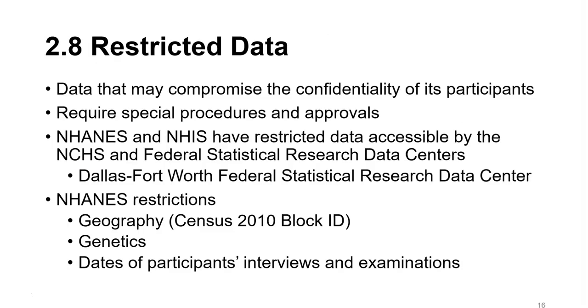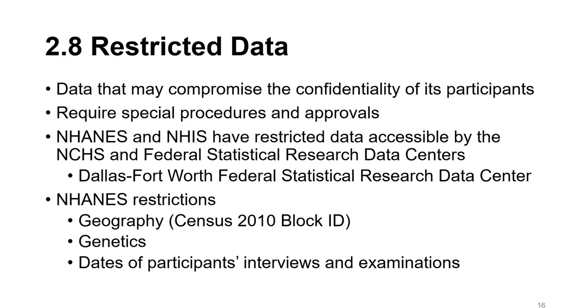Section 2.8, Restricted Data. Any data that may compromise the confidentiality of the survey's participants are considered restricted data. These data require special procedures and approvals in order to access them. Both the NHANES and the NHIS offer restricted data accessible by the National Center for Health Statistics and Federal Statistical Research Data Centers. These data sources can be analyzed at different data centers across the U.S., including a data center that I analyze data at, the Dallas-Fort Worth Federal Statistical Research Data Center.